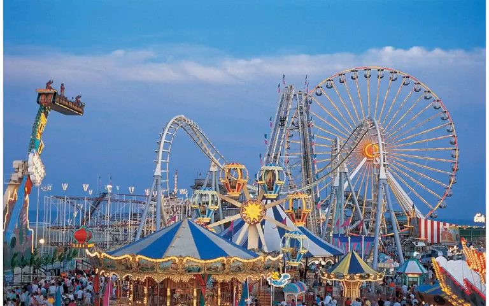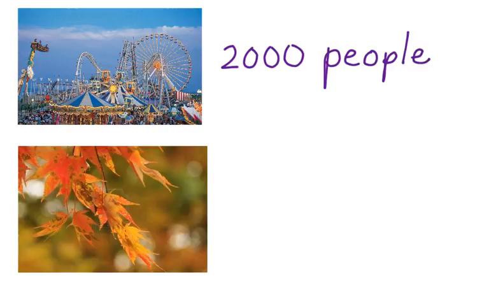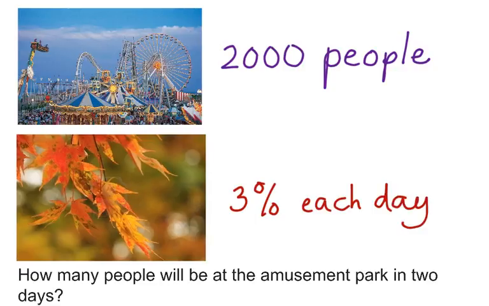But before we do that, let's look at what information has been given to us in the problem. We know that the attendance at the amusement park was 2,000 people. We know that in the month of October, that number decreased by 3% each day. And we want to know how many people will be at the amusement park in 2 days. To figure this out, we're going to set up a problem using exponential decay.